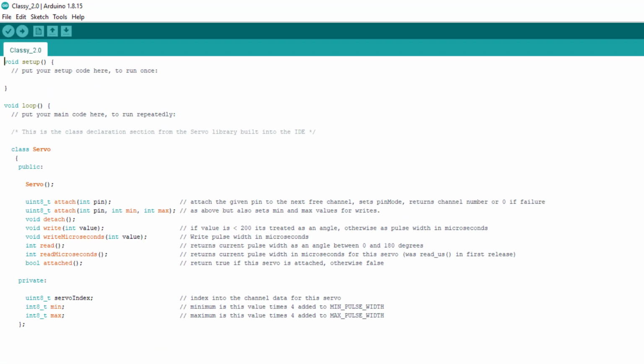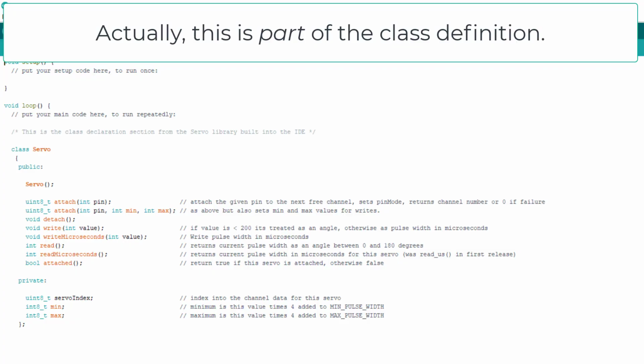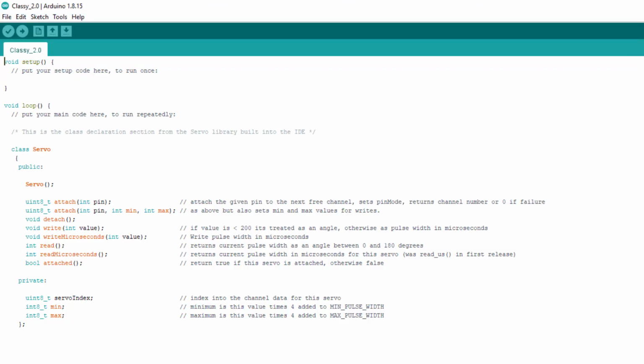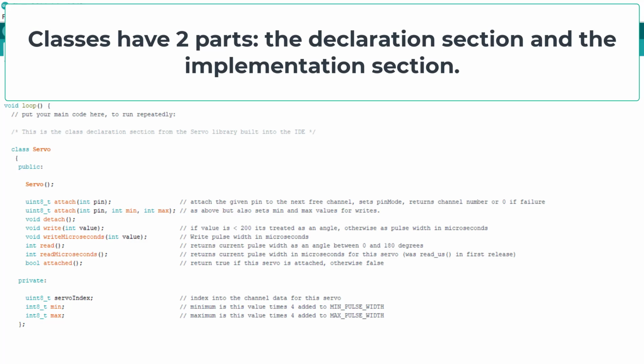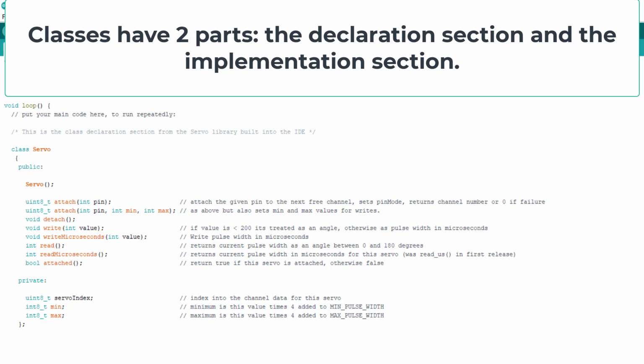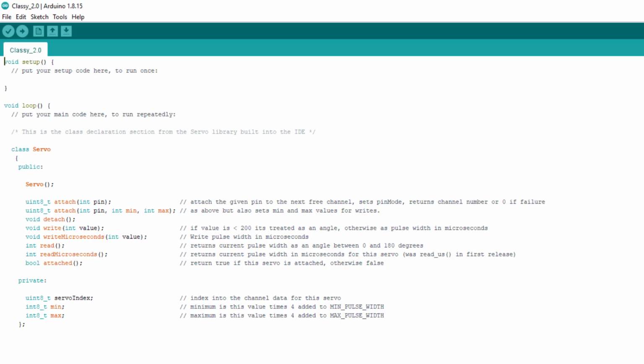So here we can see what's called the class definition from the servo library. And there's more to the servo library code, but I just copied the part we're going to be concerned with and pasted it here. Now, the class definition has two parts, the declaration section, which is the one we're looking at right now, and the implementation, which we'll get to after we talk about the declaration. So, let's dive into the declaration section and take a look.